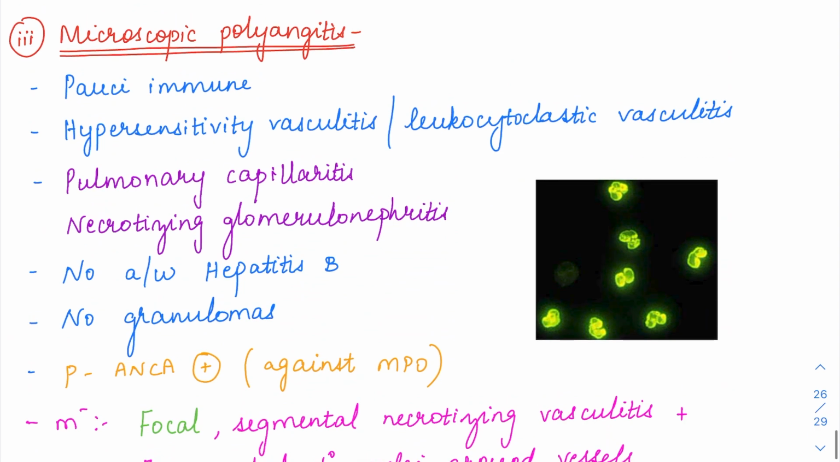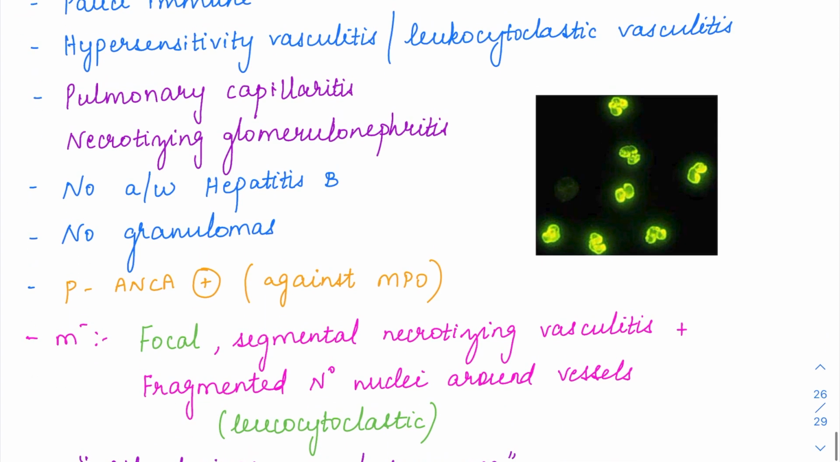So the next small vessel vasculitis will be microscopic polyangiitis. Remember, I asked you to read it in comparison with PAN. This is a small vessel vasculitis which is pauci-immune, that is, no immune complexes are being formed, but as such it is associated with ANCA, which is anti-neutrophil cytoplasmic antibodies. So ANCA associated but pauci-immune.